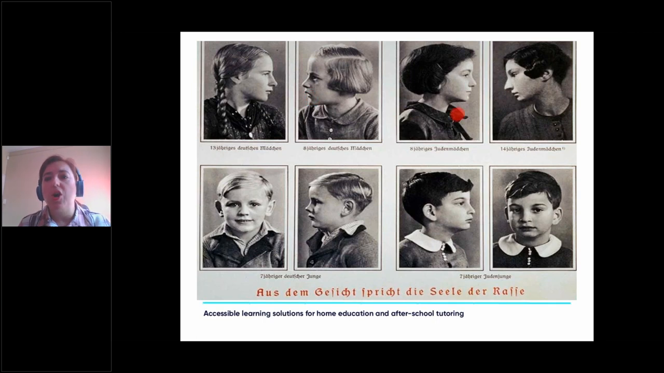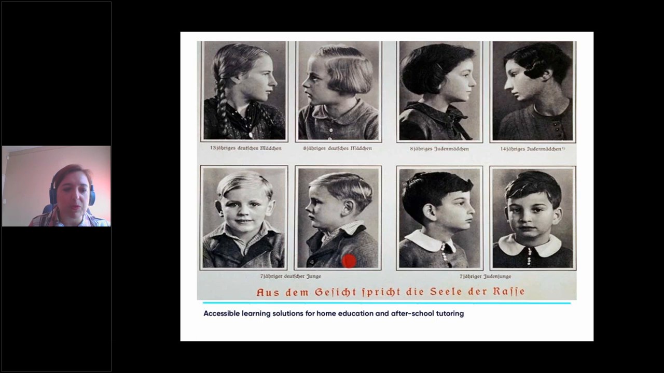Right. Then on the right-hand side of the screen, you will see an 8-jähriges Judenmädchen. In other words, this is now an 8-year-old Jewish girl, and they try to show the biological emphasis there as well, that these features make them inferior. For example, the form of the nose. Many times they would say the Jewish people have big noses, darker hair, a different skin tone, a lot of different facial features that they would find fault with.